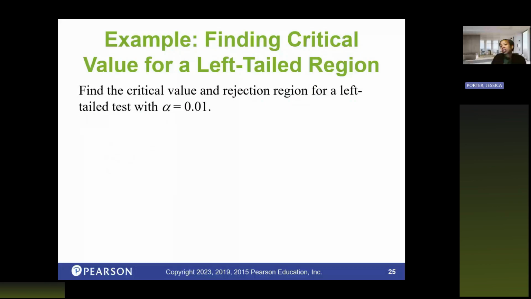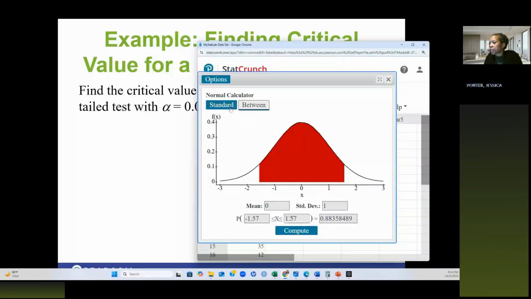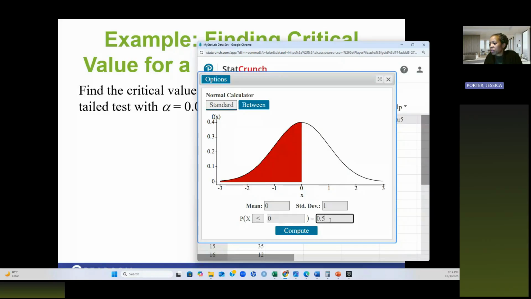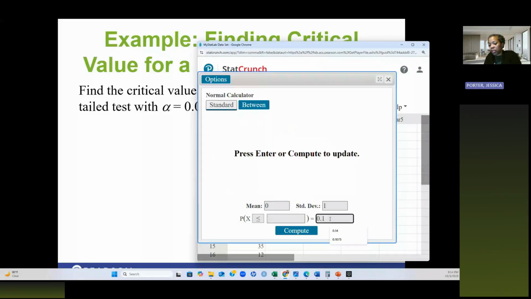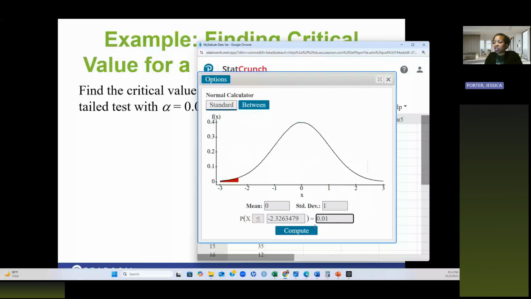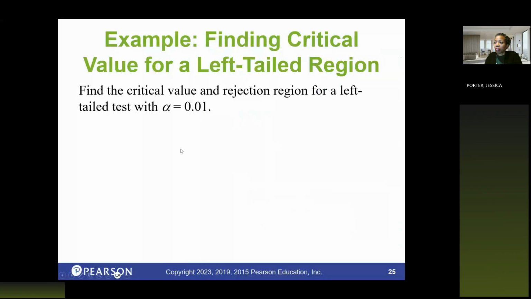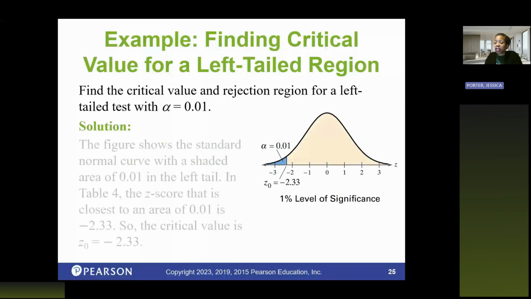So I think we've already done this, but it says find the critical value and rejection region for a left tail test with alpha equals 0.01. Well, if alpha equals 0.01 and this is a left tail test, then we can go straight to the calculators. Standard less than 0.01 is negative 2.33. That's our critical value.